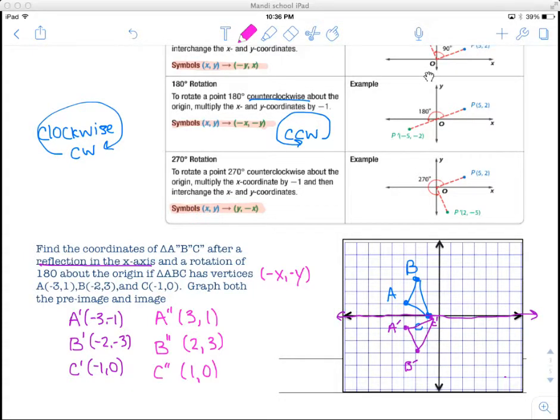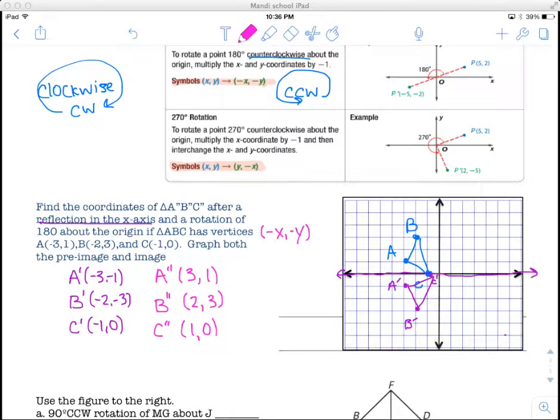So let's graph this one, and it should rotate about the origin, and actually when you go 180 degrees clockwise or counterclockwise doesn't matter. So this goes to 3, 1. That becomes A double prime, and then 2, 3 becomes B double prime, and then 1, 0 becomes C double prime. And we have taken this figure and rotated it counterclockwise 180 degrees.